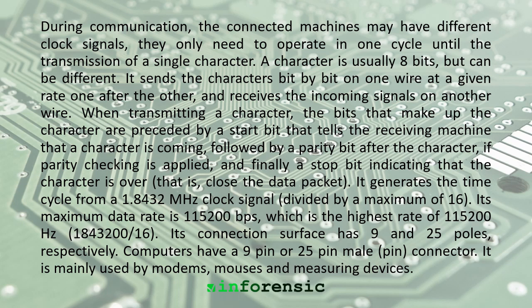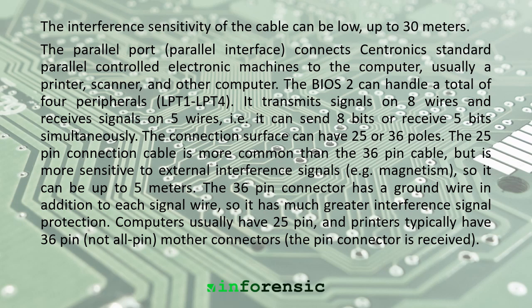It generates the time cycle from a 1.8432 MHz clock signal divided by a maximum of 16. Its maximum data rate is 115,200 bits per second. Its connection surface has 9 and 25 poles, respectively. Computers have a 9-pin or 25-pin male pin connector. It is mainly used by modems, mice and measuring devices. The interference sensitivity of the cable is low, up to 30 meters.